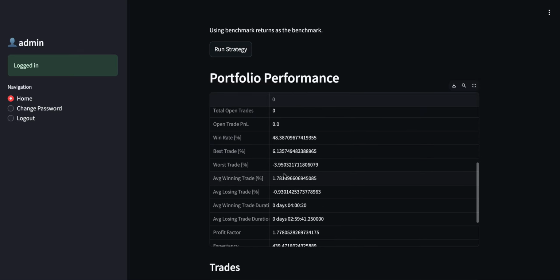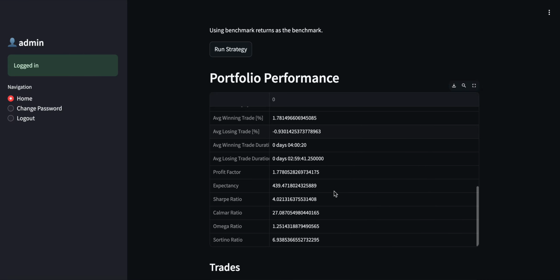My best trade is 6.13%, worst trade is 3.95%, average winning trade is 1.78, and among the total ratios, the profit factor is absolutely wonderful. Expectancy is 439, pardon me for this.